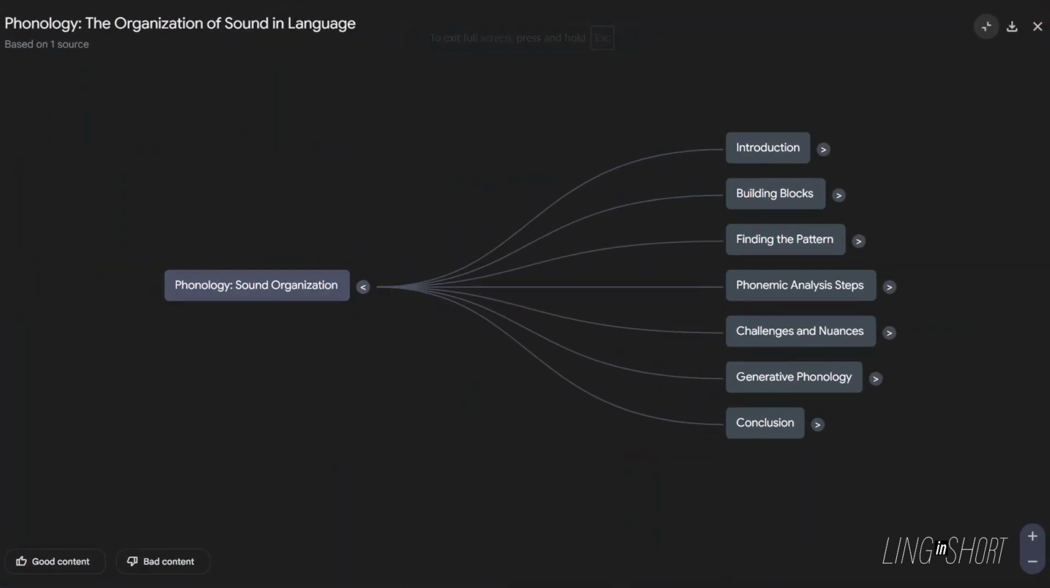Welcome to the deep dive. Today, we're embarking on a journey to understand phonology.